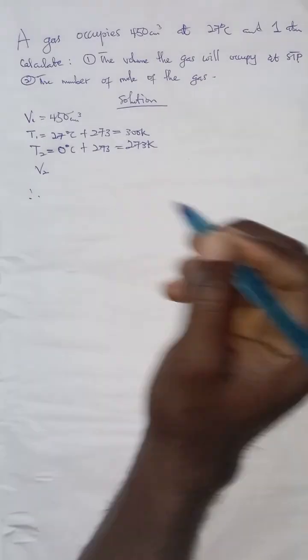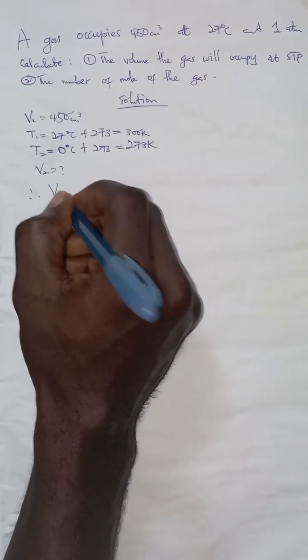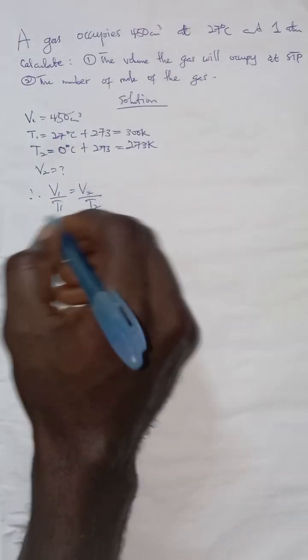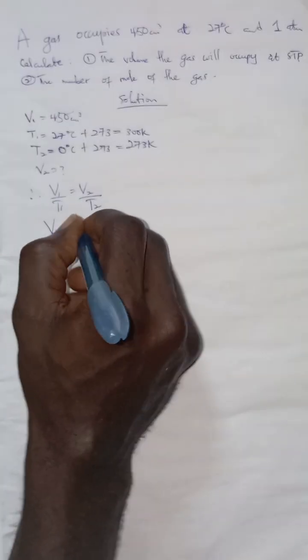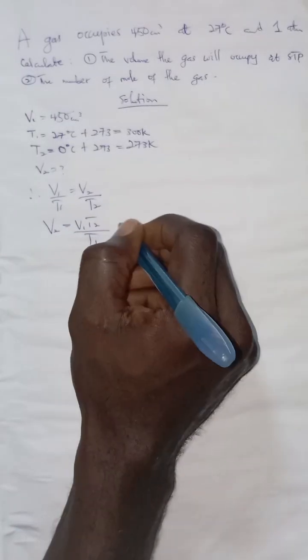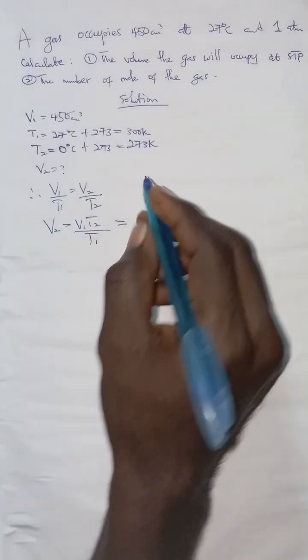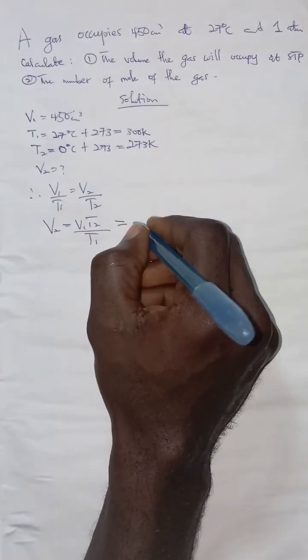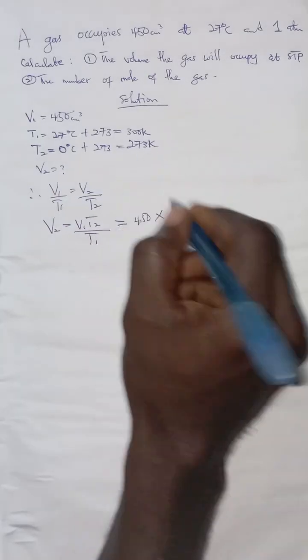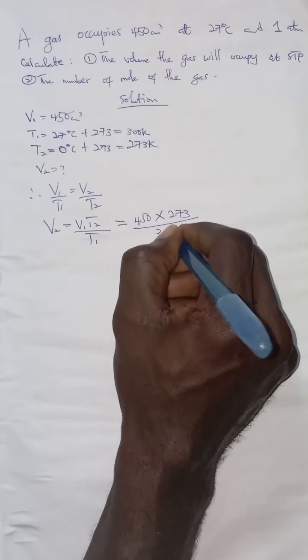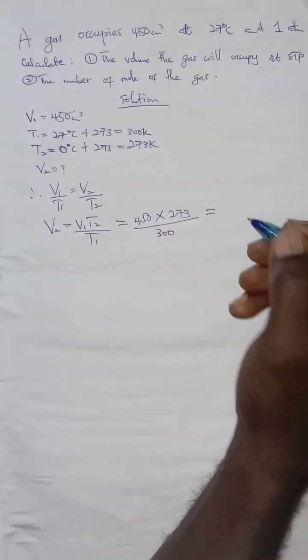Therefore, we are going to use what? Charles' law. V1 over T1 equals V2 over T2. So V2, make it the subject of the formula: V2 equals V1 T2 over T1. So that is going to give us what? V1 is 450, multiplied by T2, 273, all divided by T1, which is 300 Kelvin. So this is going to give us what?